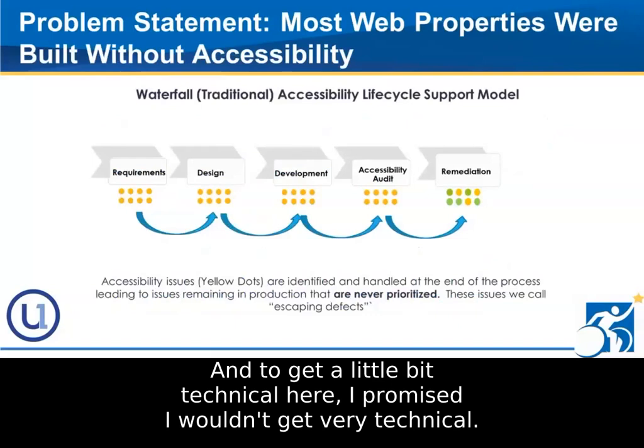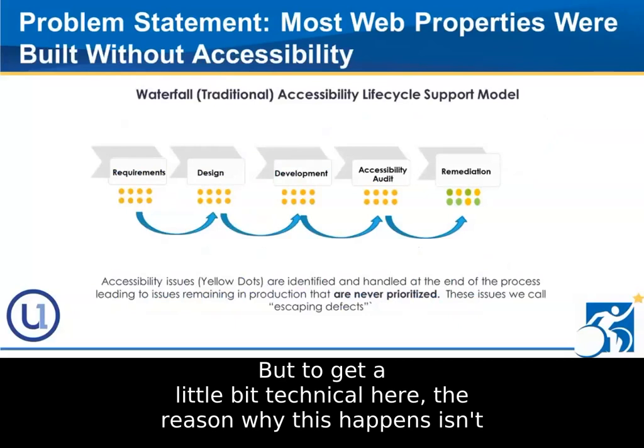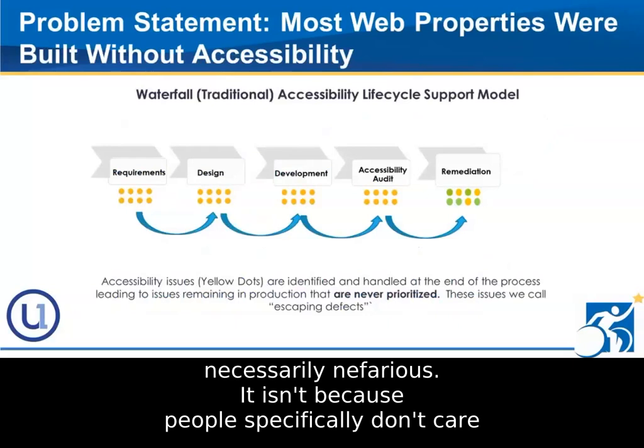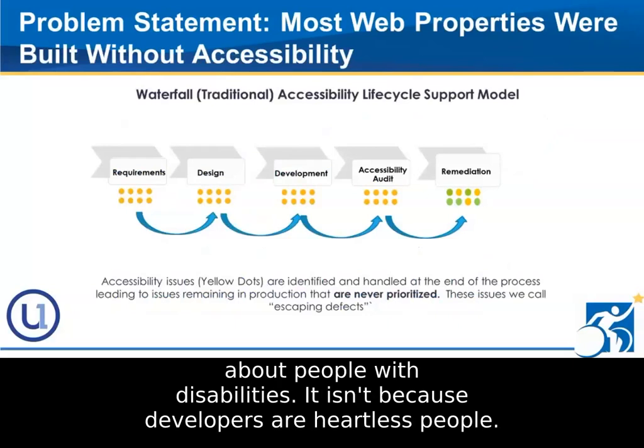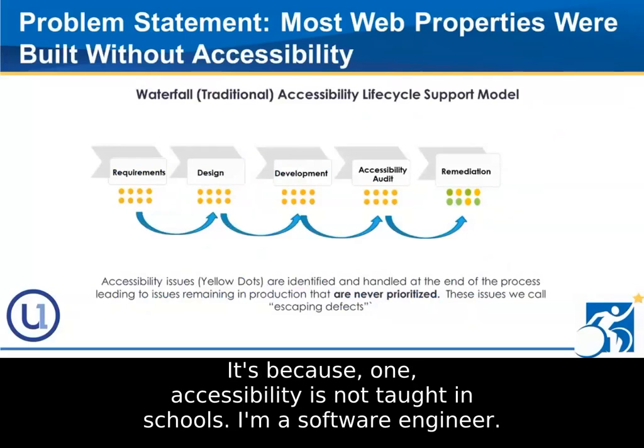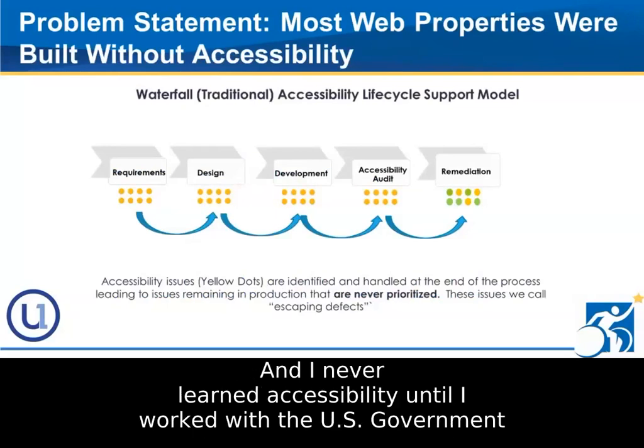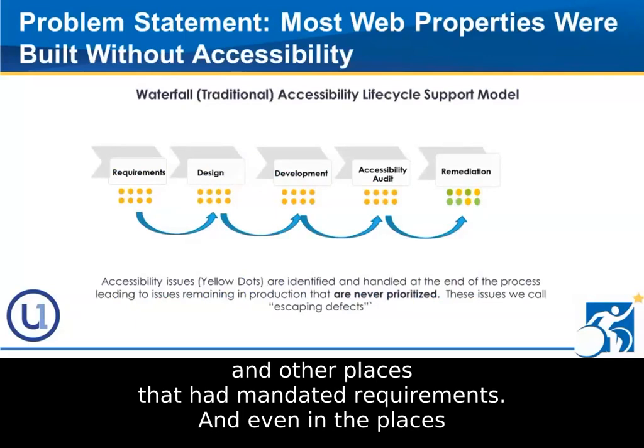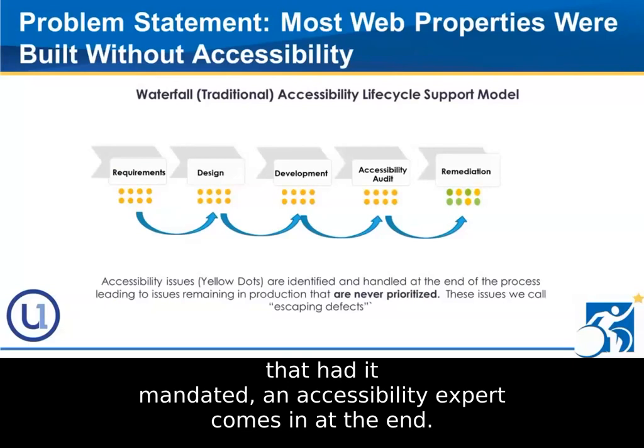And to get a little bit technical here, I promised I wouldn't get very technical, but to get a little bit technical here, the reason why this happens isn't necessarily nefarious, right? It isn't because people specifically don't care about people with disabilities. It isn't because developers are heartless people. It's because, one, accessibility is not taught in schools. I'm a software engineer, and I never learned accessibility until I worked with the U.S. government and other places that had mandated requirements. And even in the places that had it mandated, an accessibility expert comes in at the end.